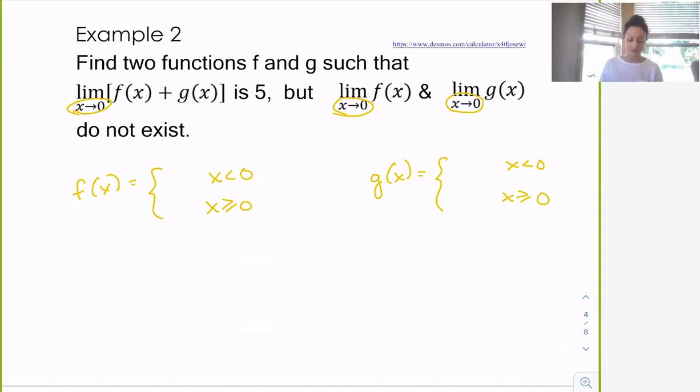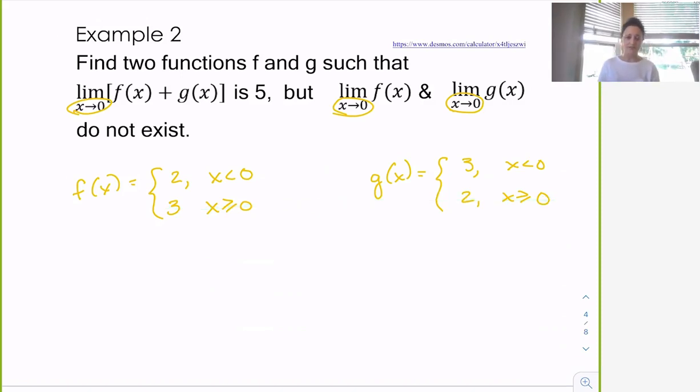So we said 2 and 3. So what I'm going to do is put a 2 for the y value here and a 3 for the y value there, right? So now when I find the left-hand limit of f plus g, it would go 2 plus 3, which is 5, right? Now, let's flip it for the bottom piece. Let's do 3 and 2. So now when I find the right-hand limit of f plus g, I'd have 3 plus 2, and that's also 5.